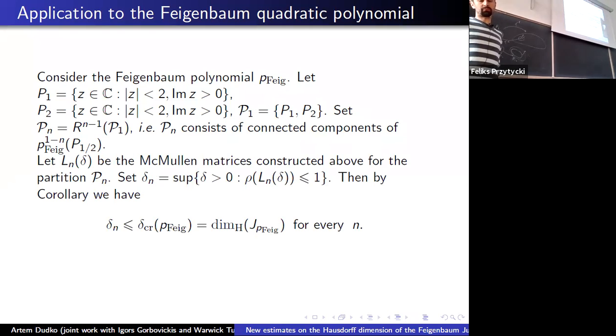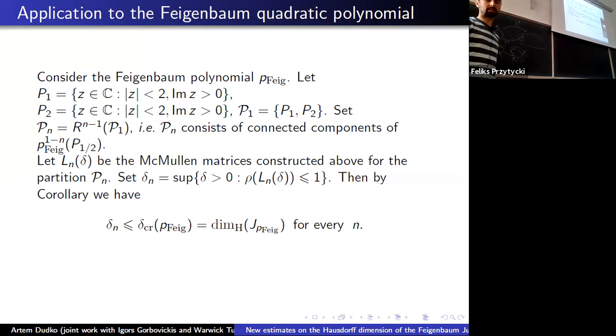Next, we define these McMullen matrices L_n of delta, where n is the index for the level of partition, and define delta_n as the supremum of delta for which the spectral radius is less than or equal to 1. Then by the corollary we just saw, this delta_n will be a lower bound for the critical exponent for the Feigenbaum polynomial.